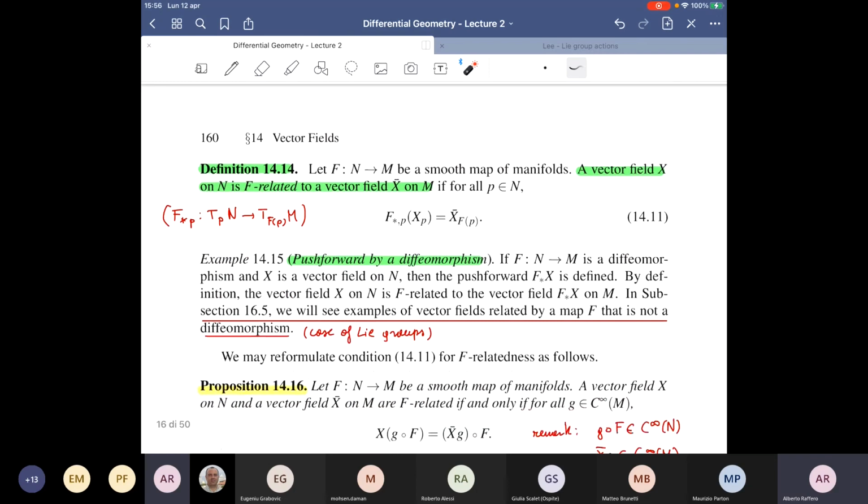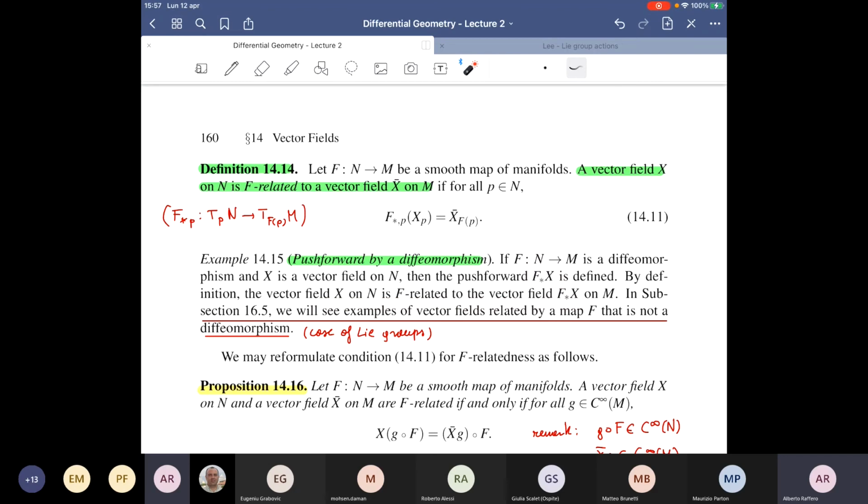And so in particular, what we can say is that if F is a diffeomorphism, then the push forward, which we defined a few minutes ago, is a smooth vector field, and by its very definition, the vector field X is F-related to the vector field F star of X.